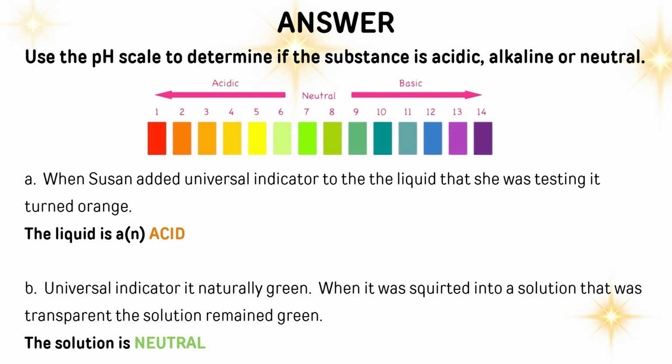Congratulations! So looking at the pH scale and the color scale that matches it, you would see that if something turns orange, that's on the acidic side, so it is definitely an acid. If an indicator is added to a neutral solution and there is no change in color, that means that the solution is neutral. So because the universal indicator remained green, we see that there was no change in color, it didn't affect it, so therefore the solution that it was squirted into is neutral.